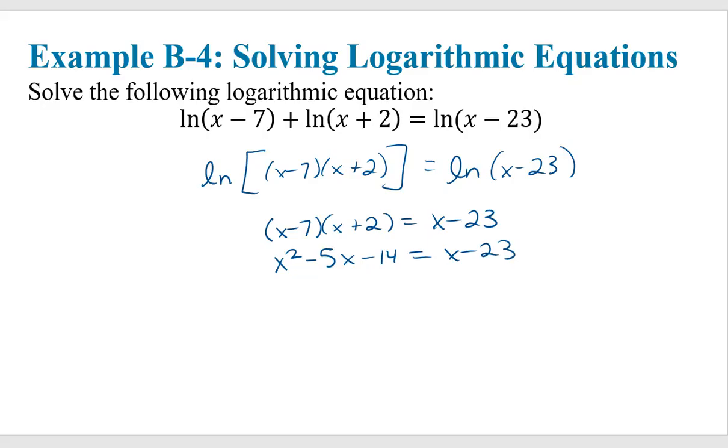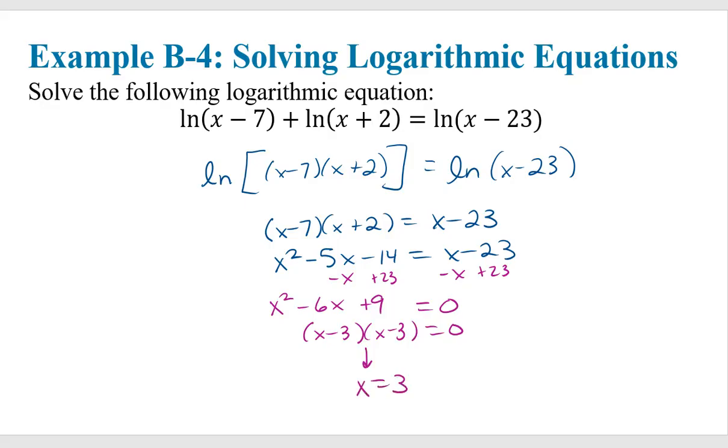So this is a quadratic. I am going to get everything on one side, so I'm going to subtract the x from both sides. I'm going to add the 23 to both sides because I definitely want to have this equal to 0. So that leaves me with x squared minus 6x plus 9. And that does factor. That is x minus 3 times x minus 3. So one solution, it's a double solution, but only one. I get an answer of x equals 3.